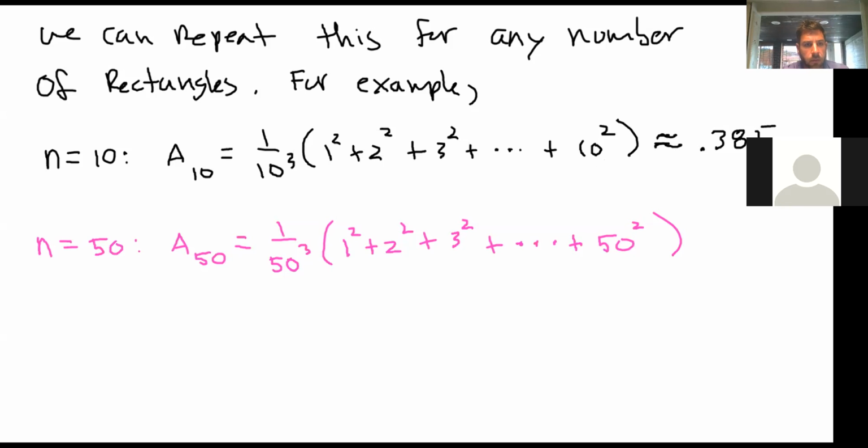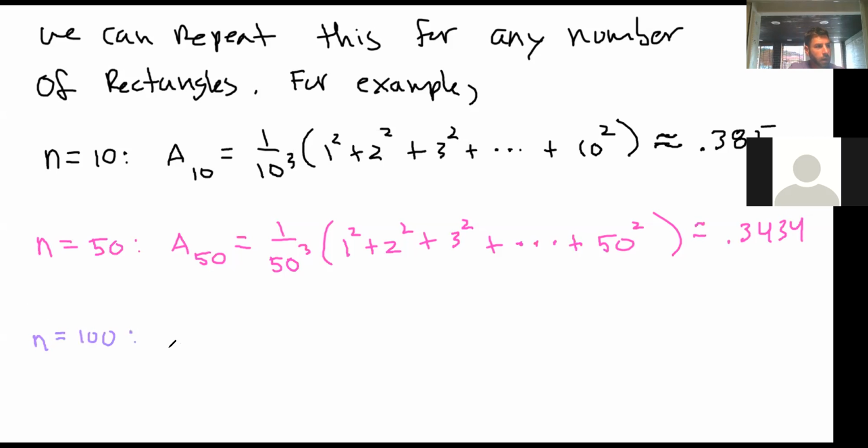And if I went to a computer and got the next one, I would get that this number is approximately 0.3434. And then why stop at 50? Since we have calculators and computers at our disposal, we can add these things up. And later in the semester, I'll show you how to do it. That's not the important thing right now.